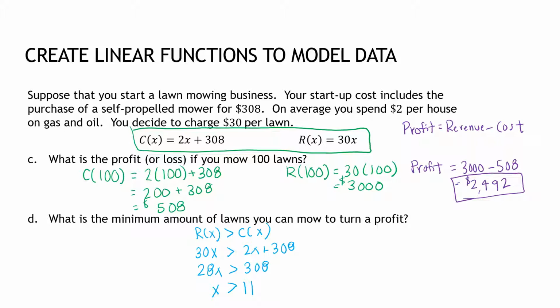But that means I must mow 12 or more lawns. Now, why did I choose 12 even though my answer was 11? Because this is the symbol that I used, greater than. I need my revenue to be greater than cost, and that means x needs to be greater than 11. And I can't mow half a lawn, so the next one is that I would mow 12 or more lawns.